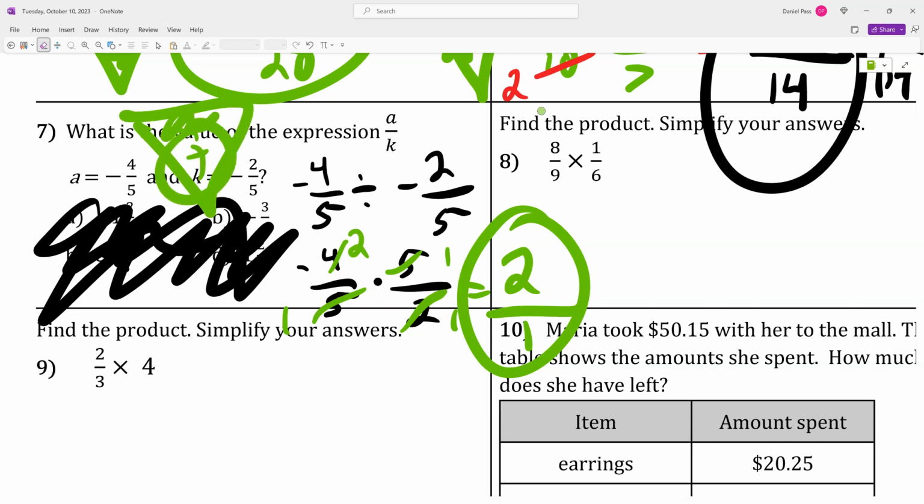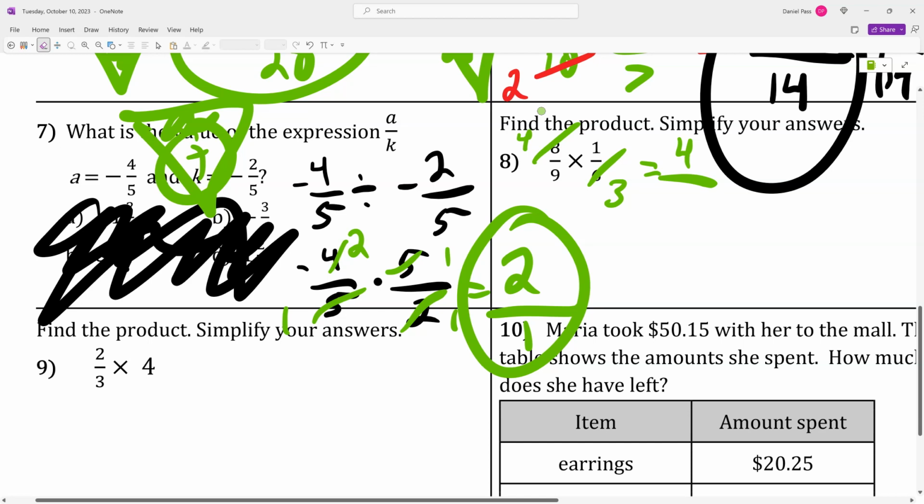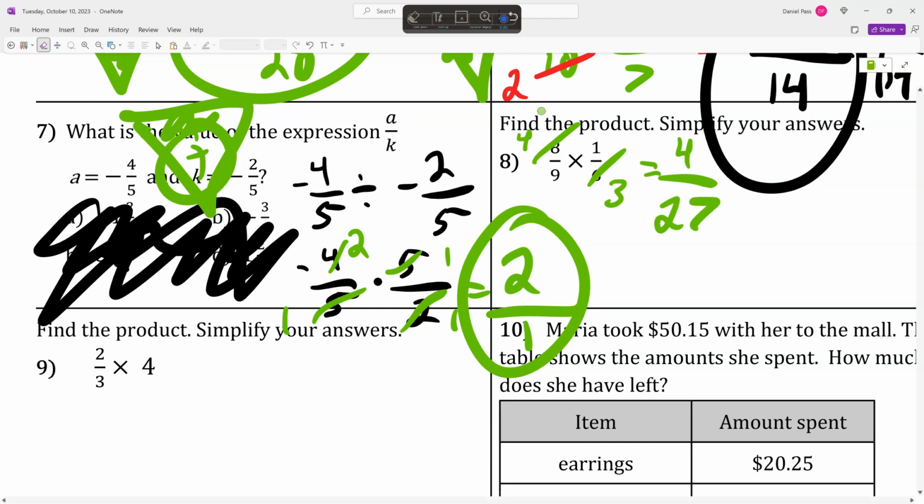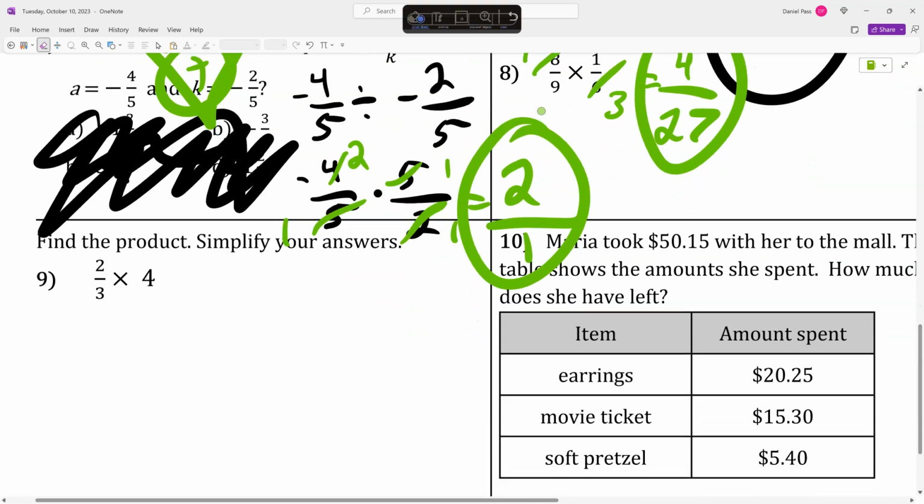All right, next one, we can reduce 8 and 6, right? Go over to the computer, Chris Columbus, so that we can hear you a little better. So 8 becomes 4, 6 becomes 3. And then after that, we just multiply. 4 over 27. All right, excellent job. That was really good.